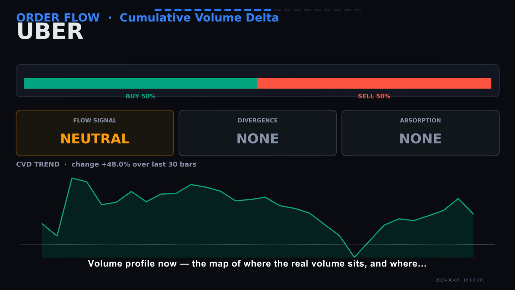Order flow time. Net pressure from the last stretch of candles, buyers versus sellers. Over the recent window, buying pressure accounts for 50% of volume versus 50% selling. The overall flow signal is neutral.